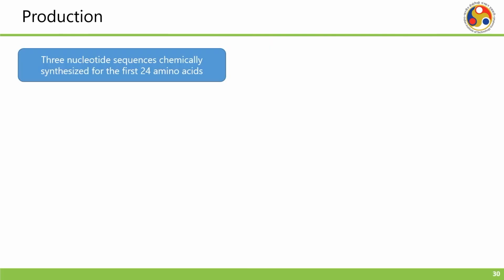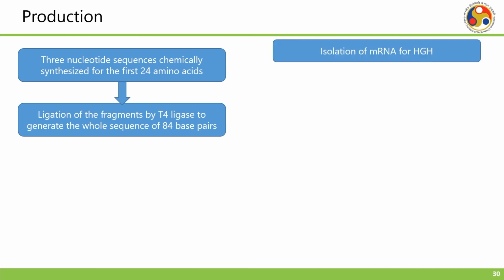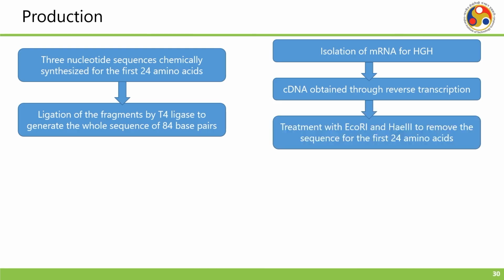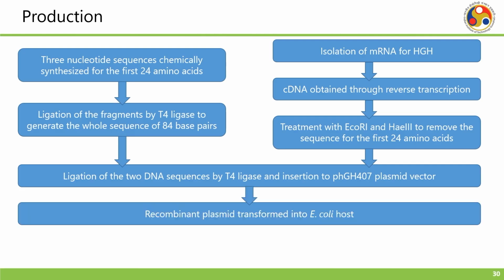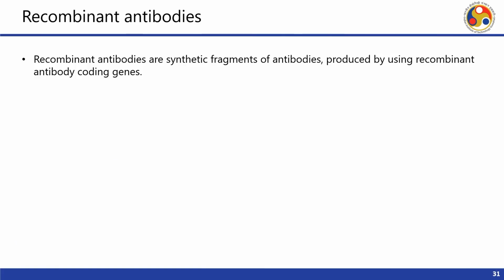So, 3 nucleotide sequences are chemically synthesized for the first 24 amino acids, with ligation of the fragments by T4 ligase to generate the whole sequence of 84 base pairs. Then we go for the isolation of mRNA for human growth hormone. cDNA is obtained through reverse transcription, which is treated with EcoRI and HaeIII to remove the sequence for the first 24 amino acids. Ligation of the 2 DNA sequences by T4 ligase and insertion into the plasmid vector, and then the recombinant plasmid is transformed into E. coli host, where the recombinant human growth hormone is produced.